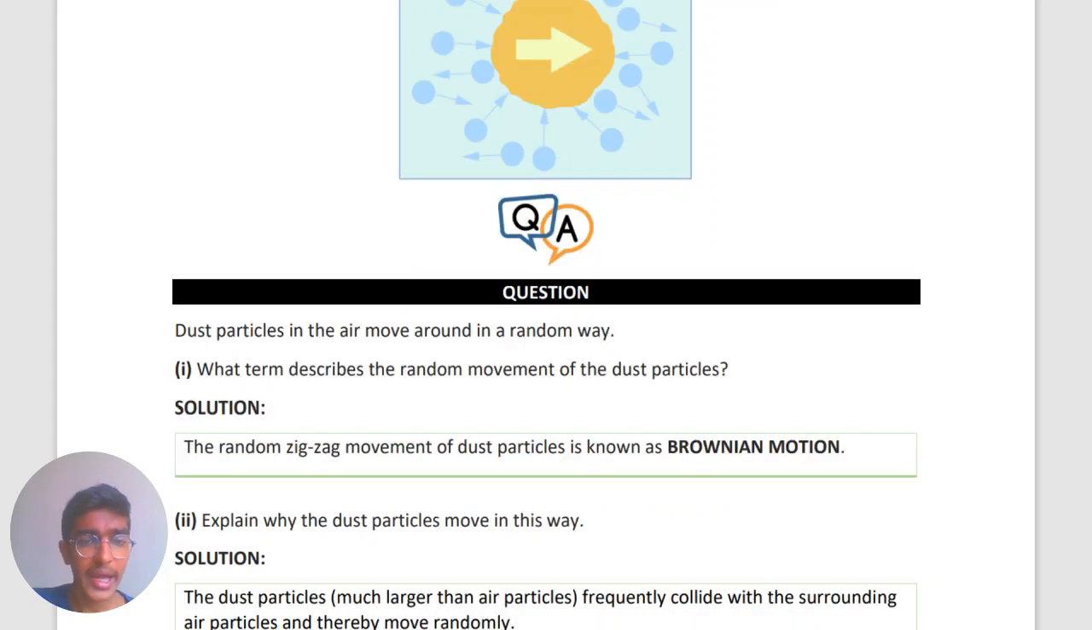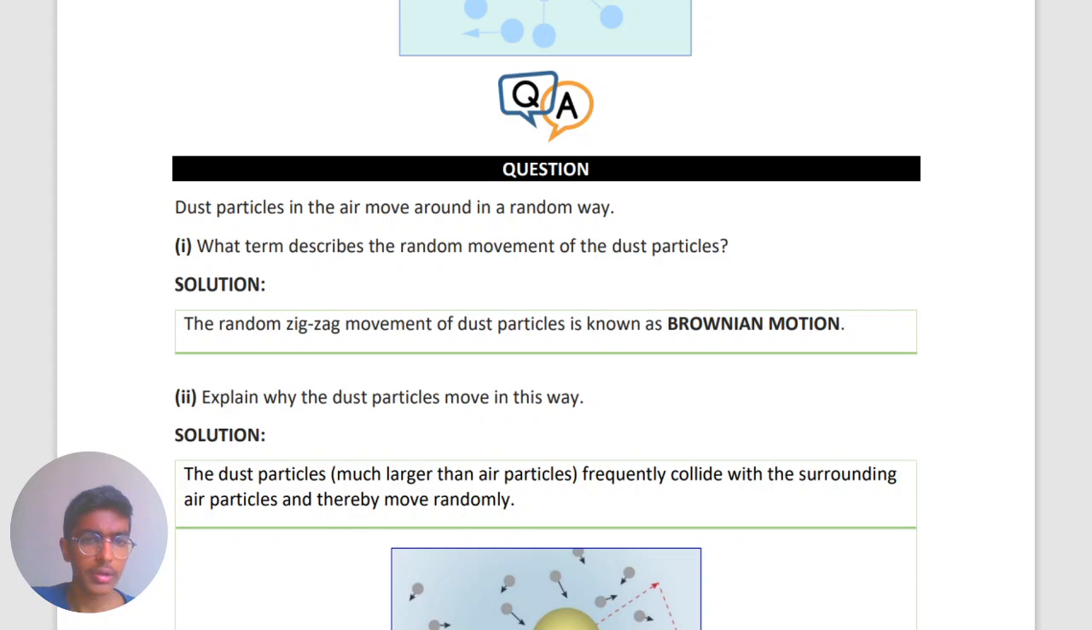The next question says, explain why the dust particles move in this way. The dust particles will collide more because of the larger air particles, which are much larger than the air particles. They will collide with the other air particles, and therefore they will move randomly. So it's all about bombardment. It's all about the collisions between each particle, and that's why the particles move all over in a random direction.